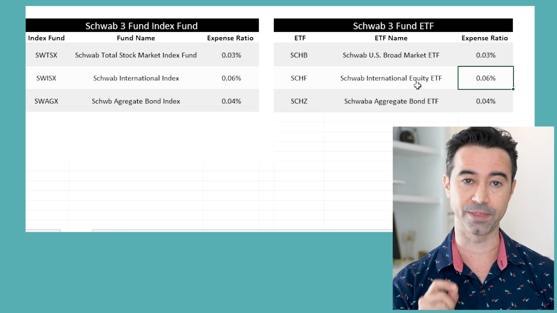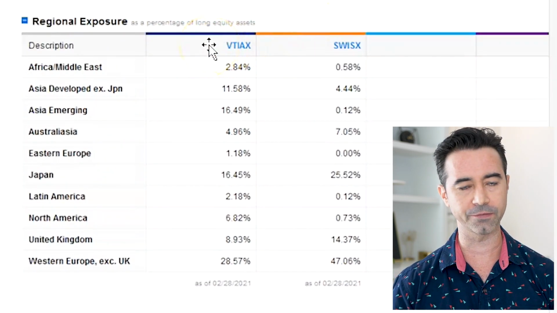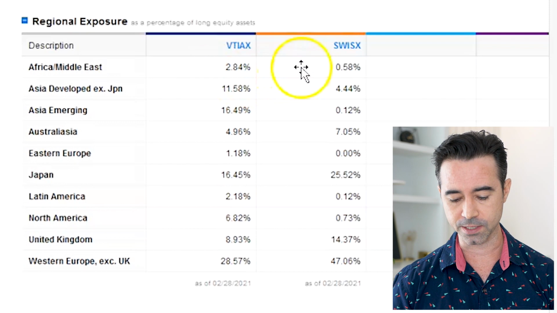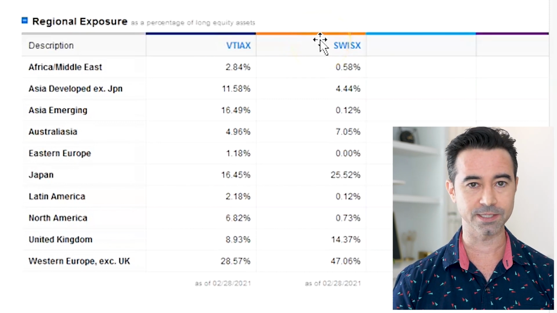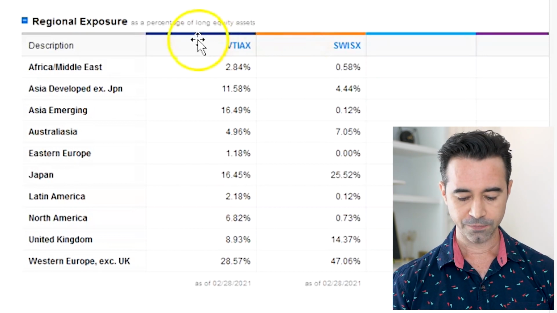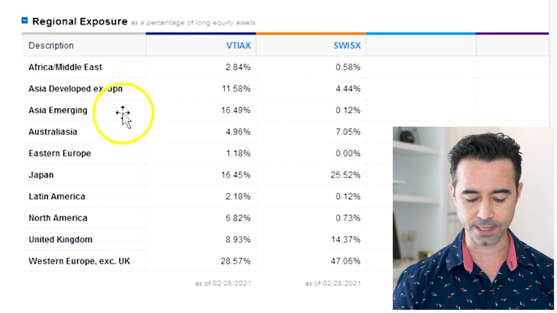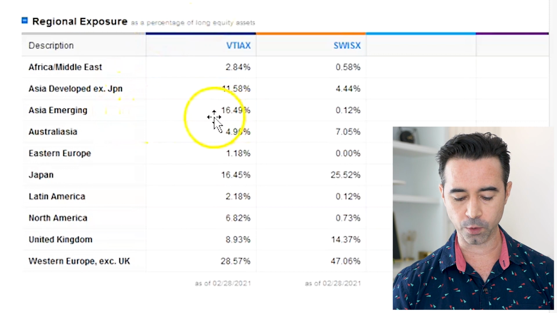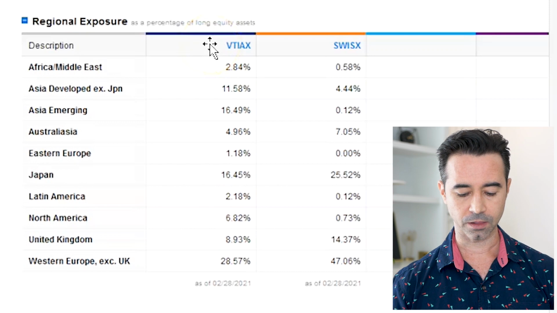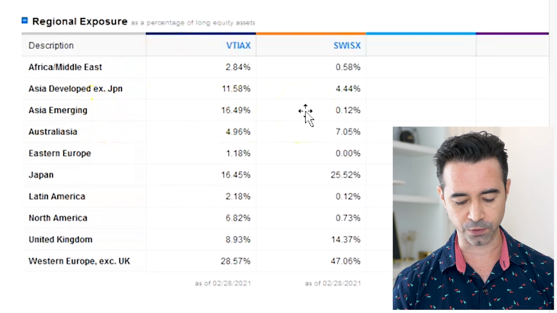Something important to know about this one. This is actually the regional exposure of VTIAX, which is the equivalent Vanguard index fund that people use in their 3-fund portfolios with Vanguard, versus SWISX, which is the one that we're talking about with Charles Schwab. There's a bit of a difference between these two funds. VTIAX actually has more exposure to developing markets. And so you'll see here where it says Asia Emerging, 16.49% of VTIAX, the Vanguard Index Fund, has a much higher weighting in Asia Emerging than SWISX, which has virtually nothing.